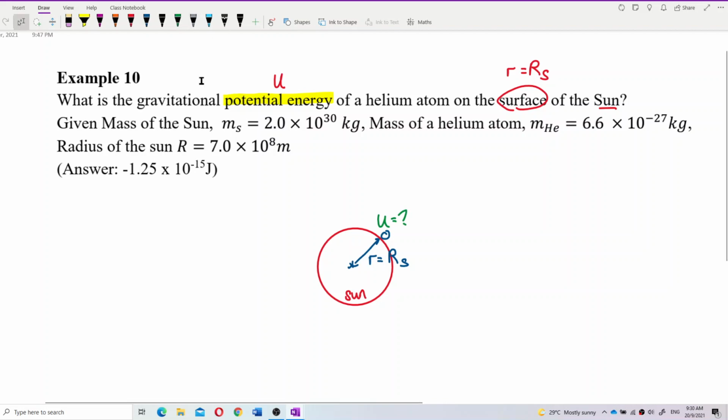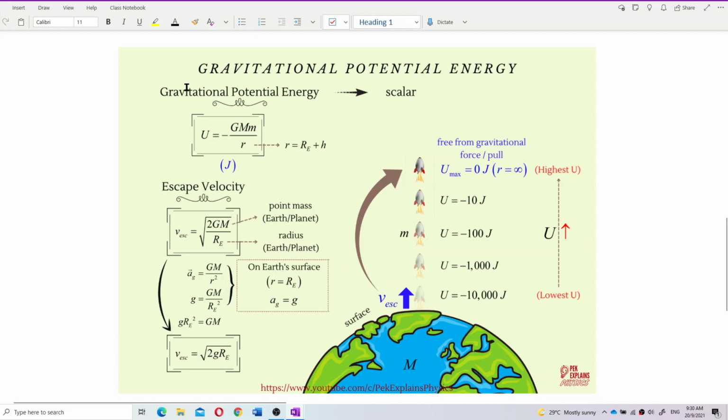So what's the formula for potential energy? The gravitational potential energy formula is U equal to negative GMm over R. Here we have to use two masses: the mass of the sun, the point mass, and also the test mass. And the R here is distance.